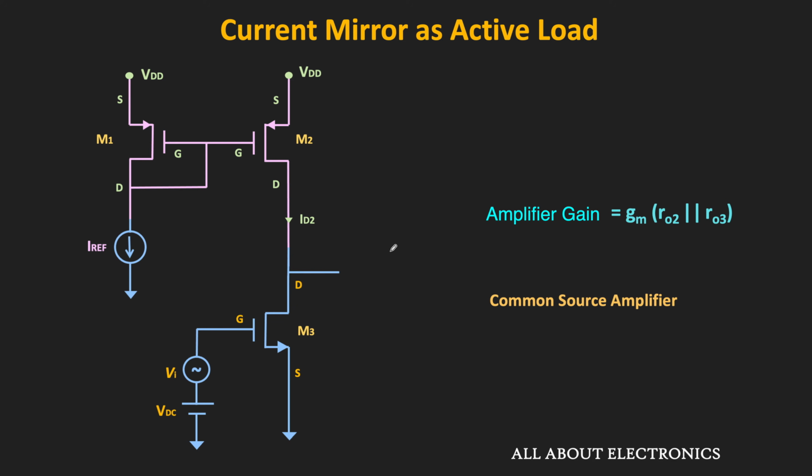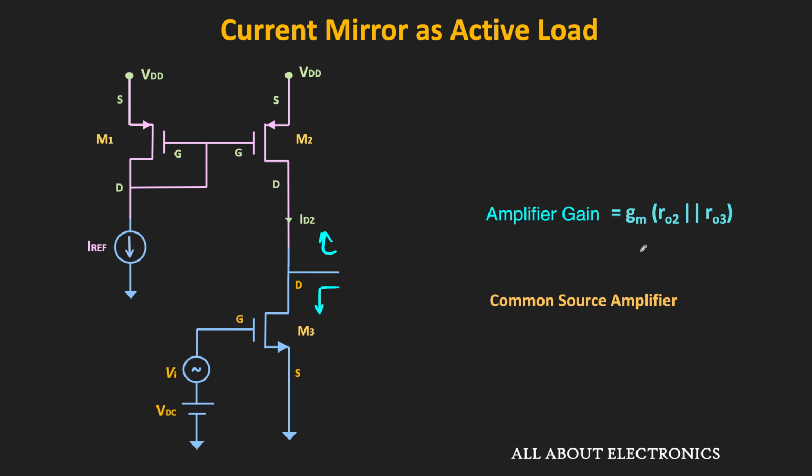So in this case, this R02 is the output impedance of this current mirror, while the R03 is the output impedance of this M3, which is seen from this side. So somehow, if the output impedance of this current mirror circuit can be increased, or in this case, if R02 is much greater than R03, in that case, this amplifier gain is close to intrinsic gain.